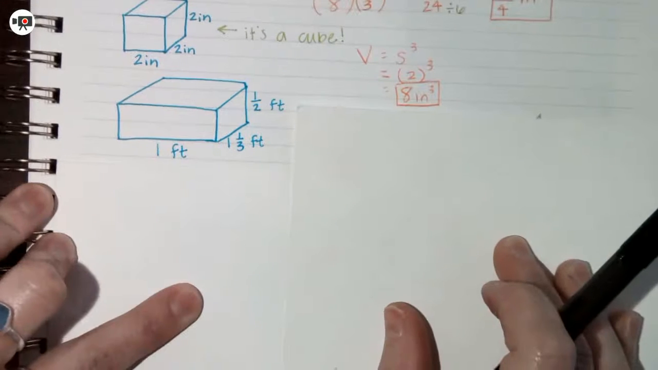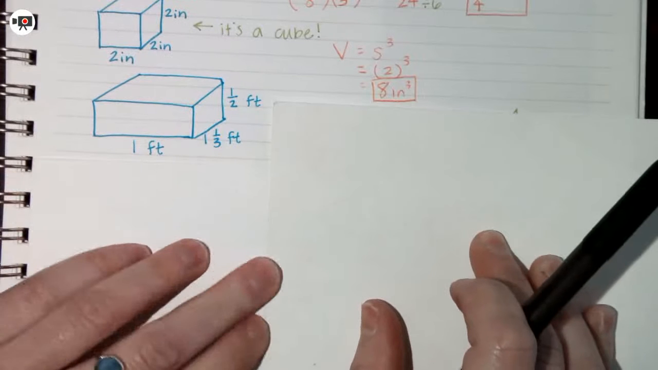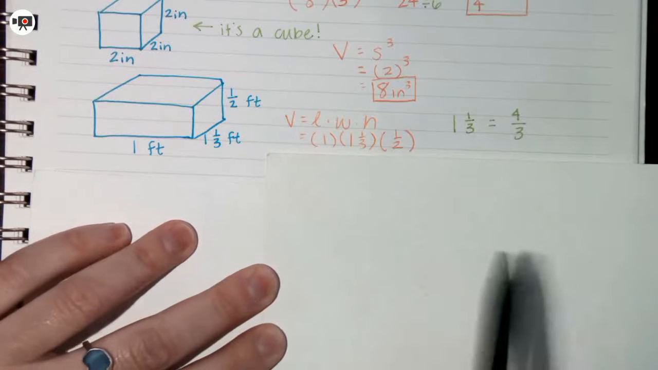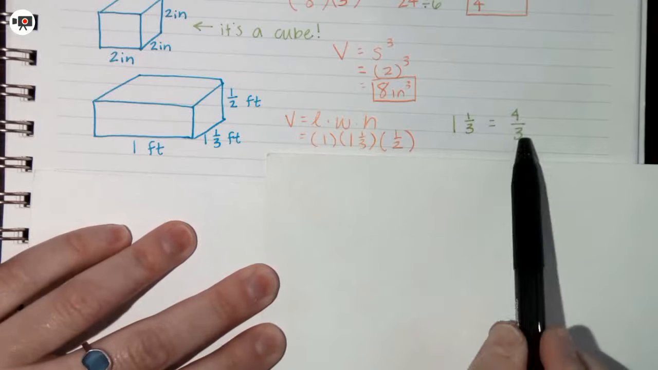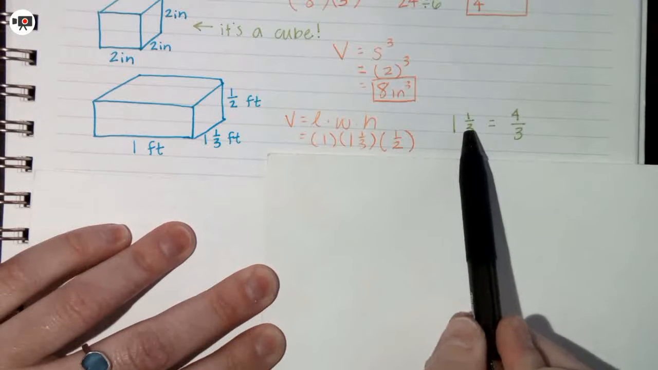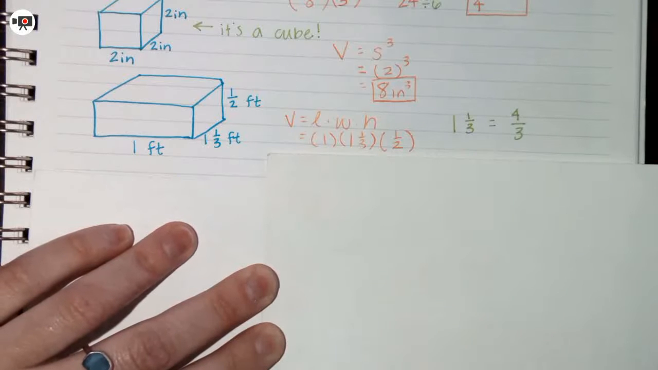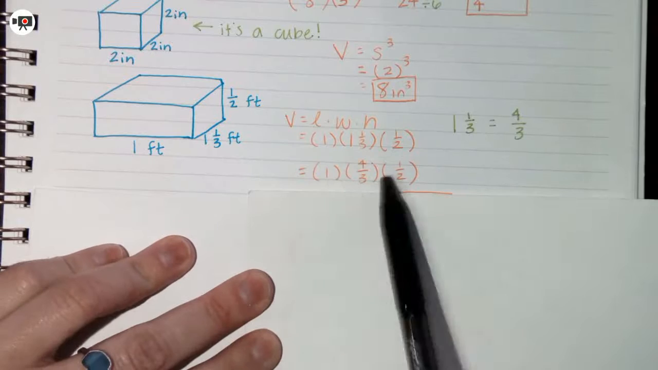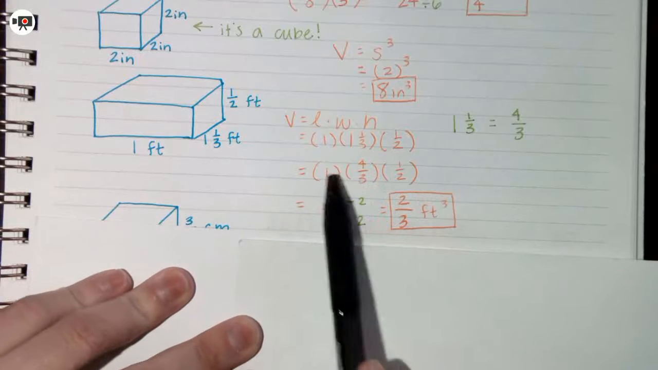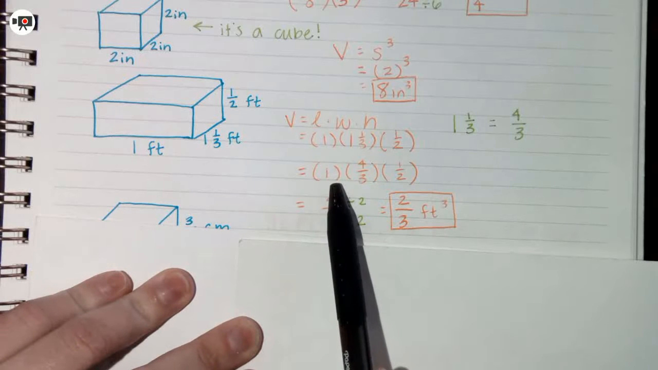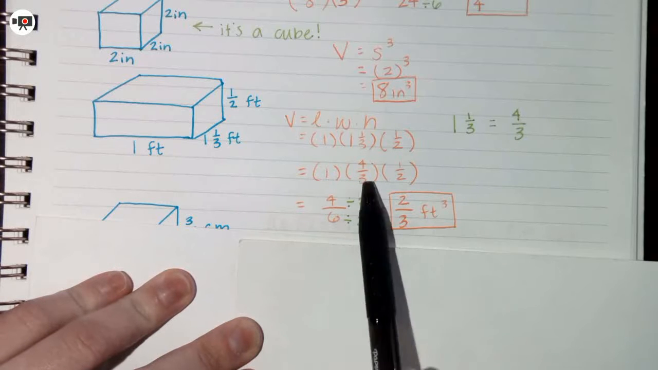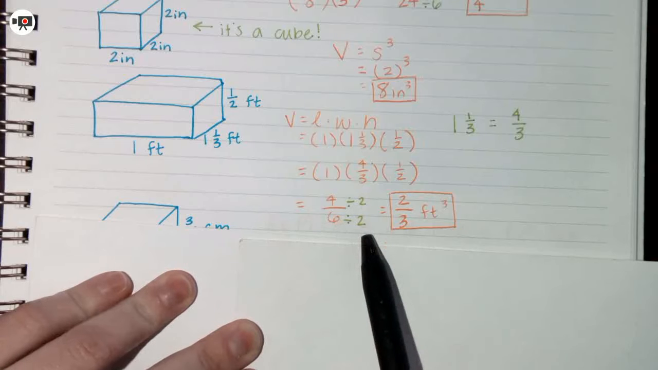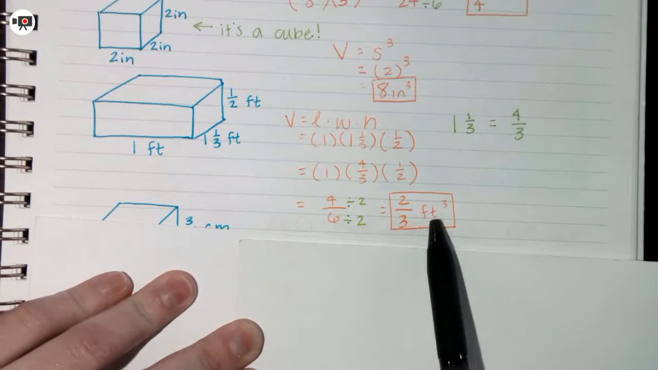On this one, I have 1 foot by 1 1/3 by 1/2. So plugging in my values, I'm going to change this 1 1/3 to an improper fraction. So you do 1 times 3, which is 3, and then add that to the numerator to make 4. So now I have that, and I can multiply 1 times anything, so this 1 is not going to change it. 4 times 1 is 4, 3 times 2 is 6. These are both even. I can divide top and bottom by 2, and the volume is 2/3 feet cubed.